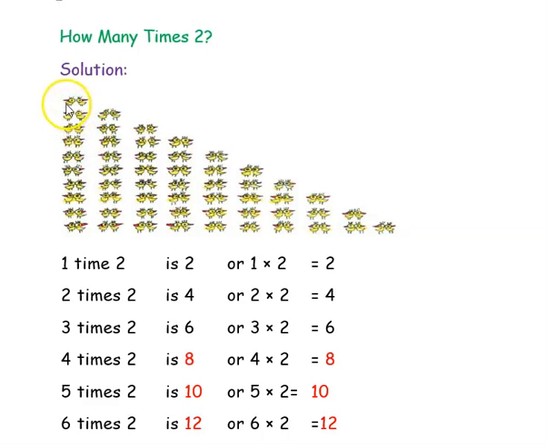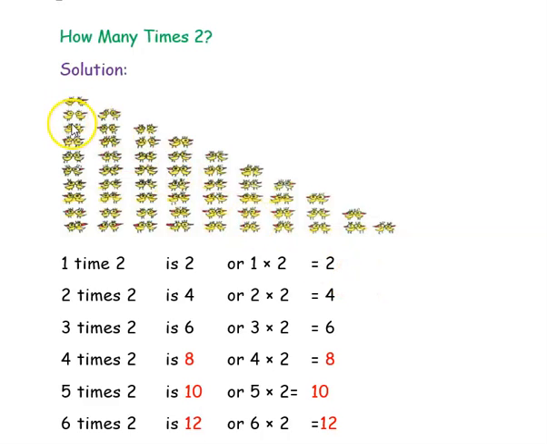So in the first row only 1 times 2 bird is there. So we are writing 1 times 2 is 2, or 1 into 2 equal to 2. So in the first row only 2 birds are there. So we are writing 1 times 2 is 2 or 1 into 2 equal to 2.